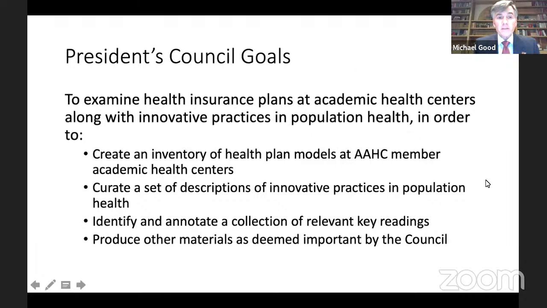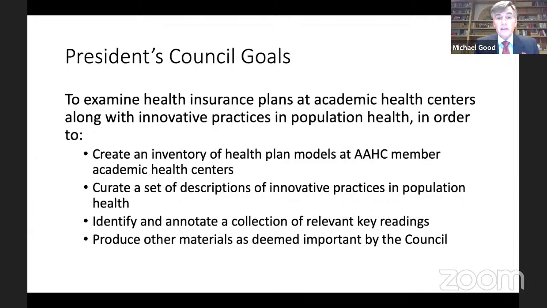This year, the President's Council examined health insurance plans at academic health centers and innovative practices in population health. Our goals over the past year were to create an inventory of health plan models at academic health center AAHC member institutions, to create a set of descriptors of innovative practices in population health, to identify and annotate relevant readings, and produce other materials deemed important by the Council.